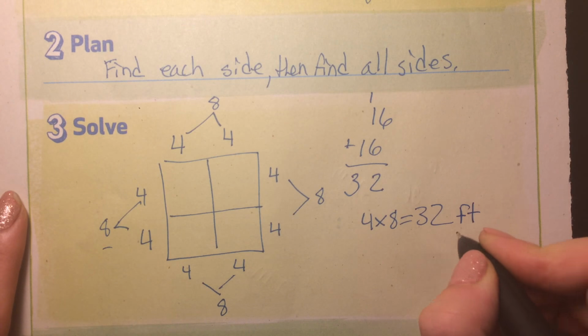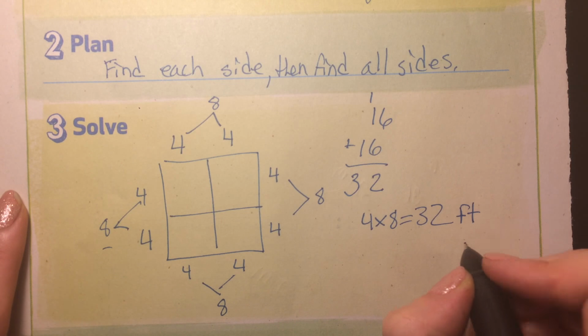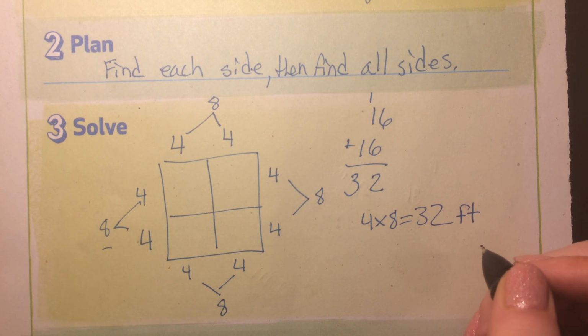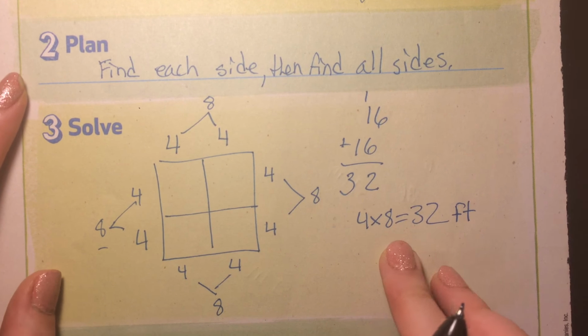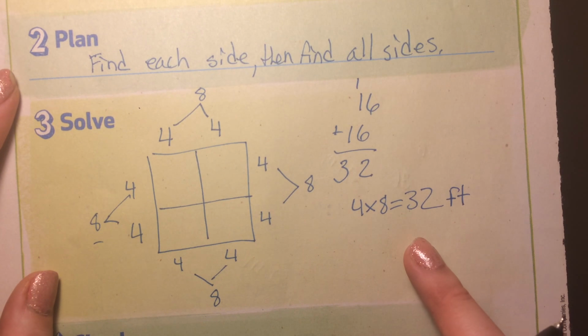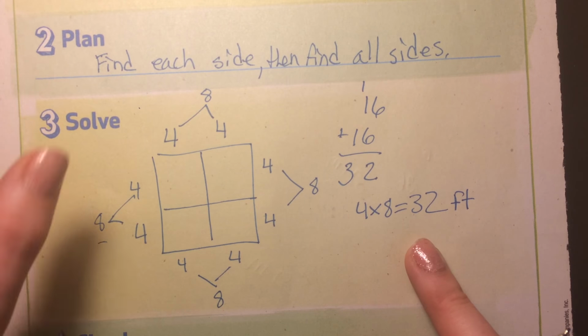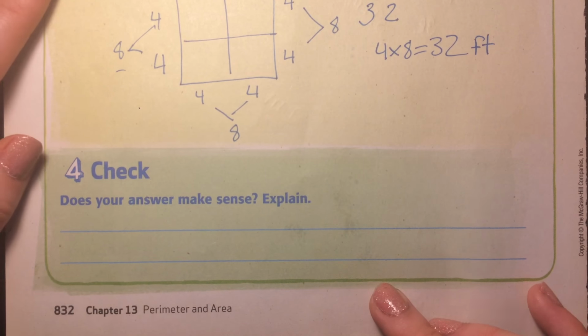This is a big one. All year I've been trying to make sure that you wrote the proper ending, like corn or feet or inches. This is why, because 32 doesn't mean anything. I need to know 32 feet because that's kind of a long distance. But if you wrote 32 centimeters, I would think, oh, well, that's really tiny. Does your answer make sense?